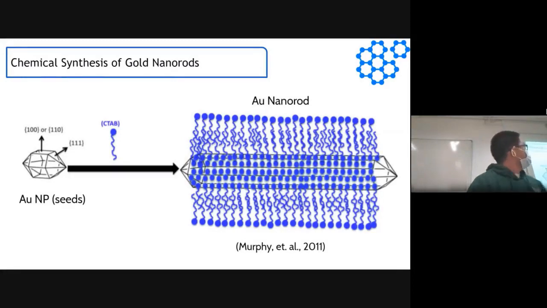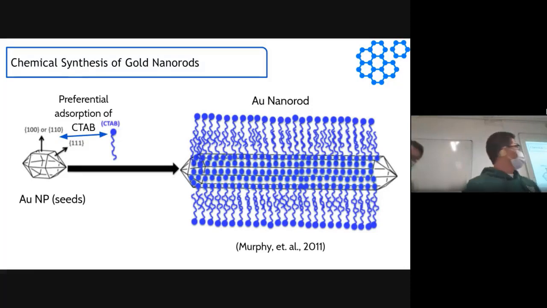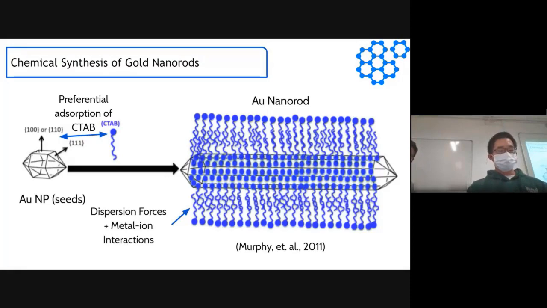So in general, you'll see that the synthesis of gold nanorods involves a seed, which is a gold nanoparticle, and then the CTAB, which is the rod-like template, surrounds the gold nano seed, so it will force the nano seed to grow in one direction. And this is due to the preferential adsorption of the ammonium head to the crystal surfaces of the nanoparticle, and then subsequent growth will lead to the growth of the nanorod due to preferential dispersion forces and interactions with the ions.